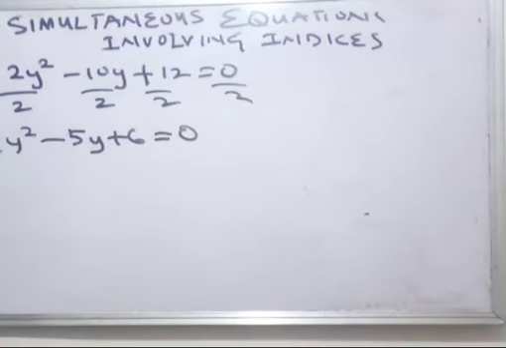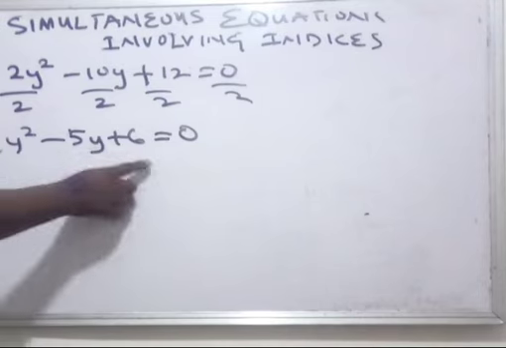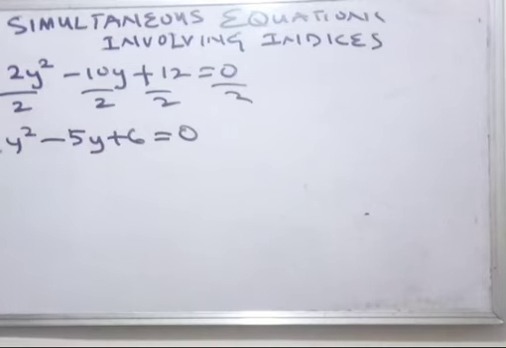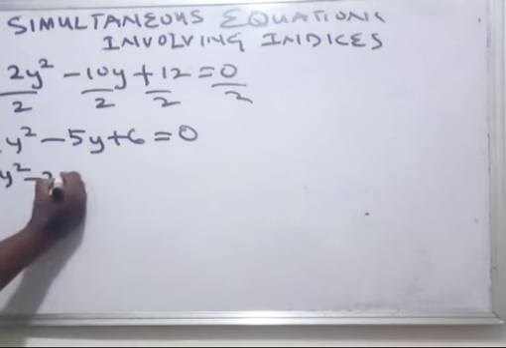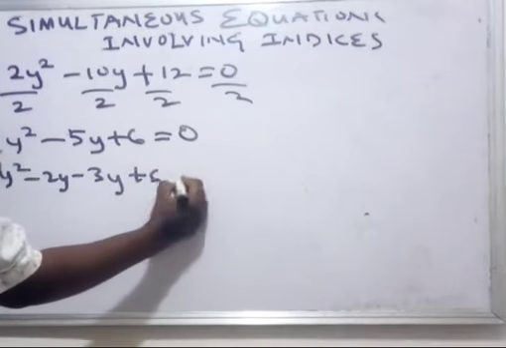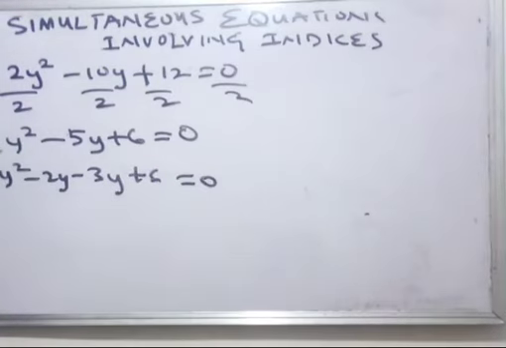So now the load is light. We can think of two numbers that we can add to get 5 and the same two numbers that we can multiply to get 6. What are those numbers? 2 and 3. Good. So it becomes y squared minus 2y minus 3y plus 6 is equal to 0.